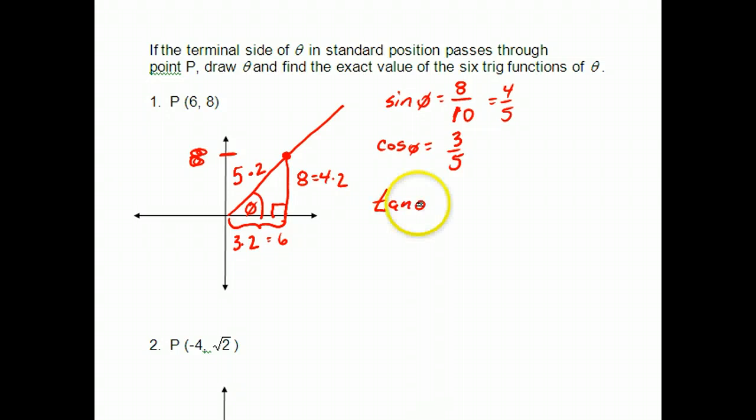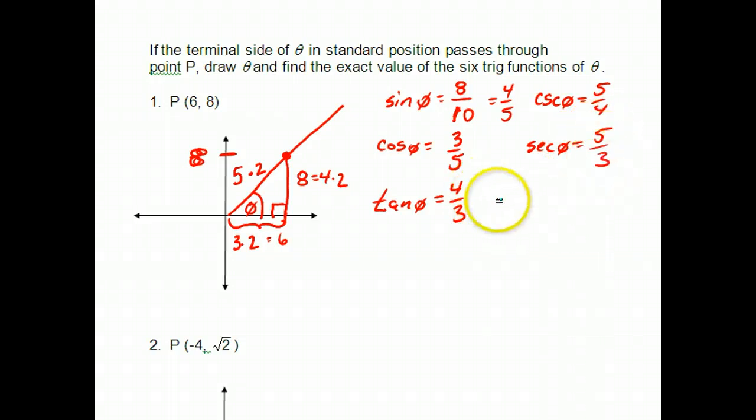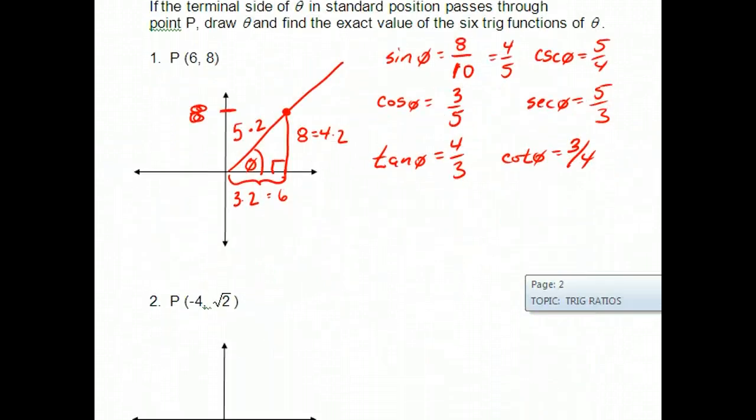Tan theta is going to be my y over my x, which is the same as 4 over 3. And then we can do the reciprocals. So cosecant theta is the reciprocal of sine. So I know that that one's going to be 5 over 4. Secant theta is the reciprocal of cos theta. So this one's going to be 5 over 3. And cotangent theta, the reciprocal of tan, that trig ratio is going to be 3 over 4. So that's kind of a simple example.